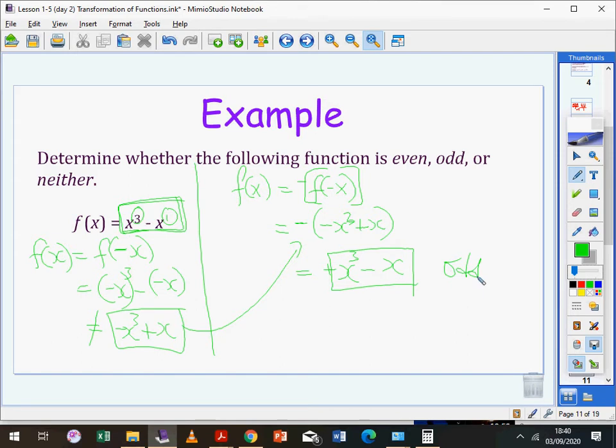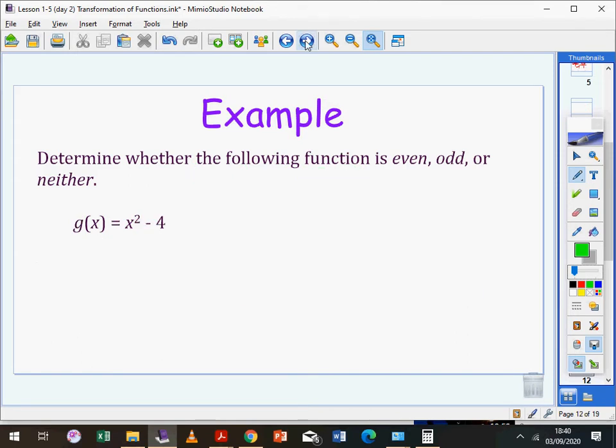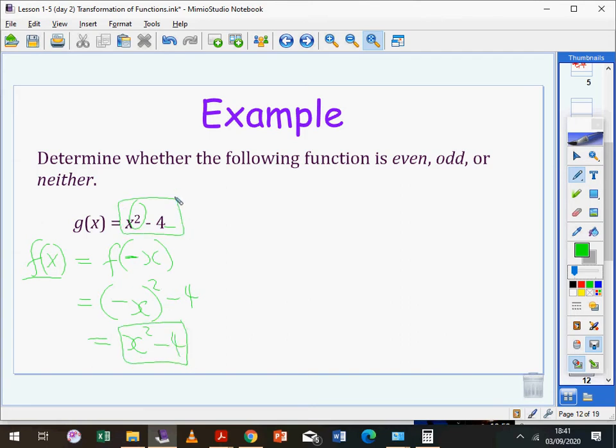Look at another example. This one, again, looking at this, I can predict that it's going to be even, because this doesn't have any x next to it, but I'll still check the process. If it's even, then f of x is going to be equal to f of negative x, meaning if I switch the sign on the input value, the output value will remain unchanged. Let's see if that is true. Negative x squared minus 4, when I work it out, I still end up with x squared minus 4, same thing as what I started with. Therefore, this function is even.